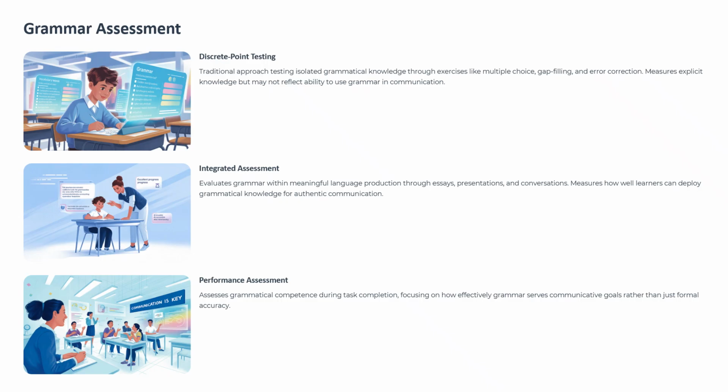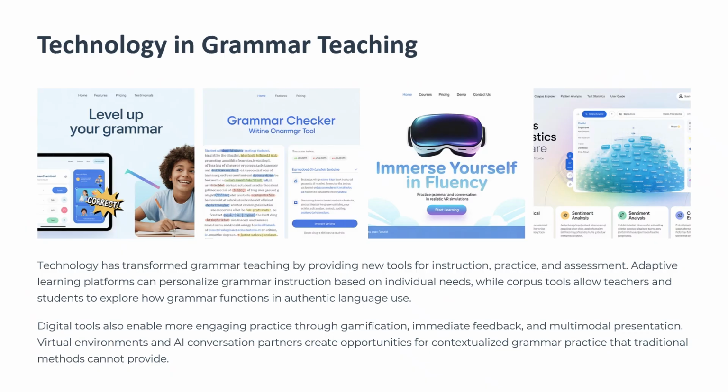Integrated assessment evaluates grammar within meaningful language production through essays, presentations, and conversations. Measures how well learners can deploy grammatical knowledge for authentic communication. Performance assessment assesses grammatical competence during task completion, focusing on how effectively grammar serves communicative goals rather than just formal accuracy.